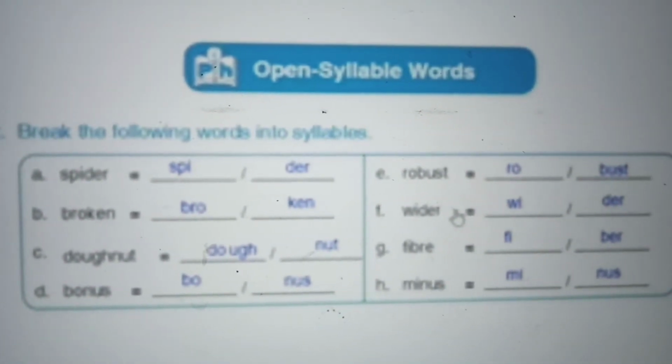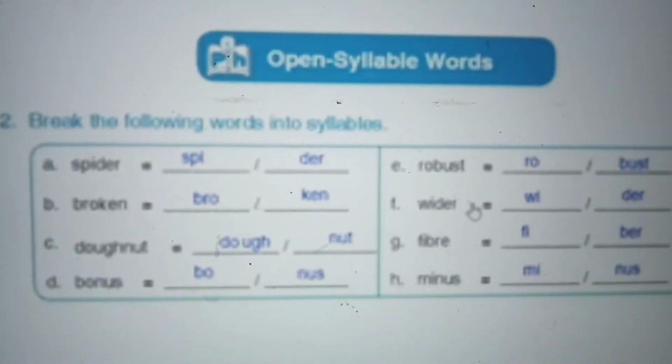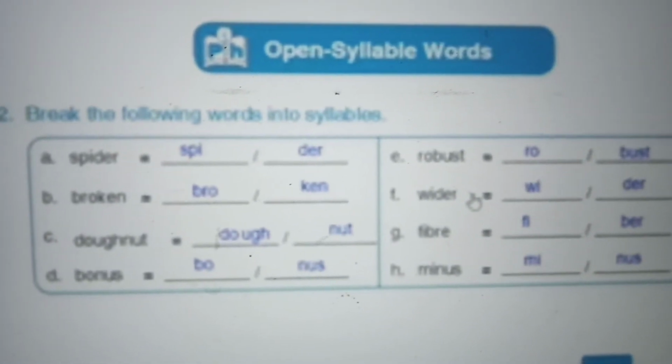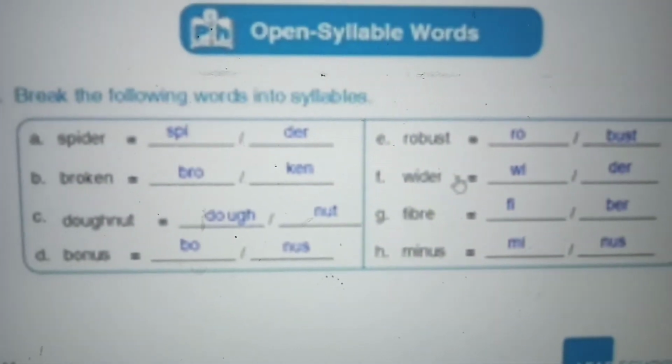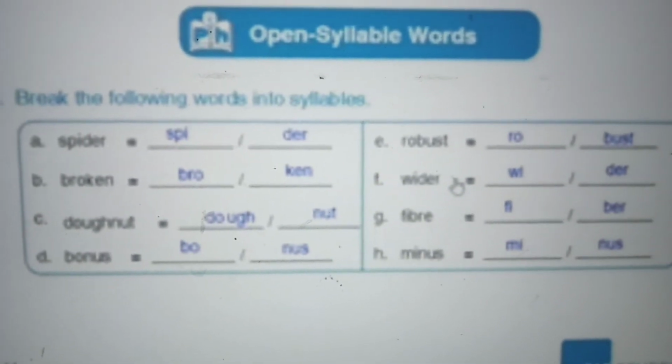After the I there is no consonant, so it is an open syllable. Breaking the words into syllables, here they are open syllable words. Next word you will see, broken.